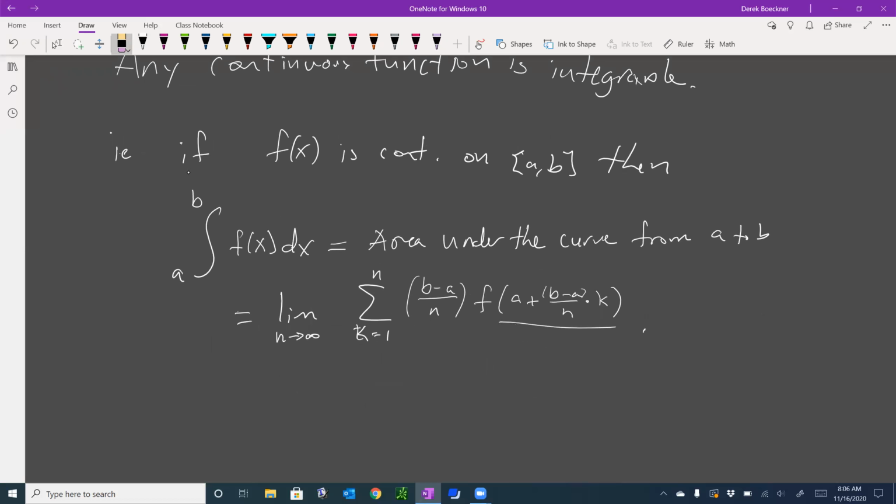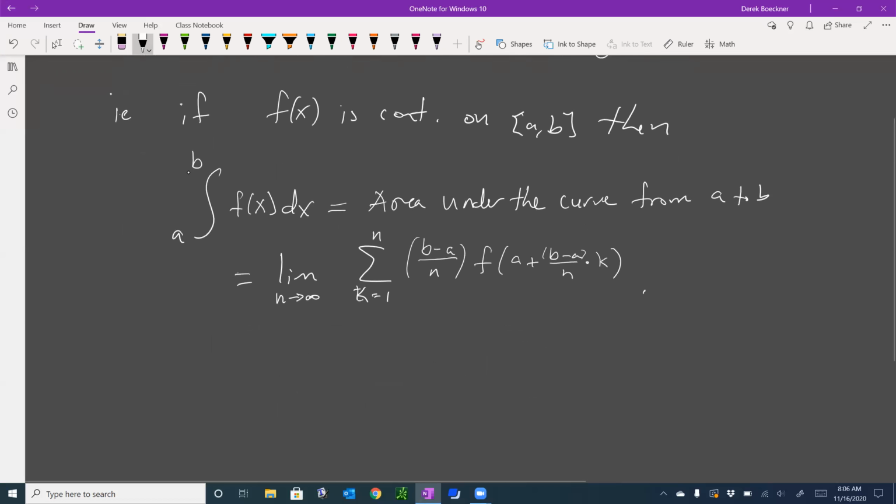I can erase those underlines because they're not actually part of the formula, but there we go. So that's true for any continuous function. There are some other classes of functions that we can do this with, but continuous is the most general. If you have a finite number of discontinuities, then you just break it up into the continuous parts, and each of those parts is integrable, so you can add them together and get the area under the curve. The weird part is when you have infinitely many discontinuities, and sometimes those are integrable, sometimes they're not. It just depends on the function.